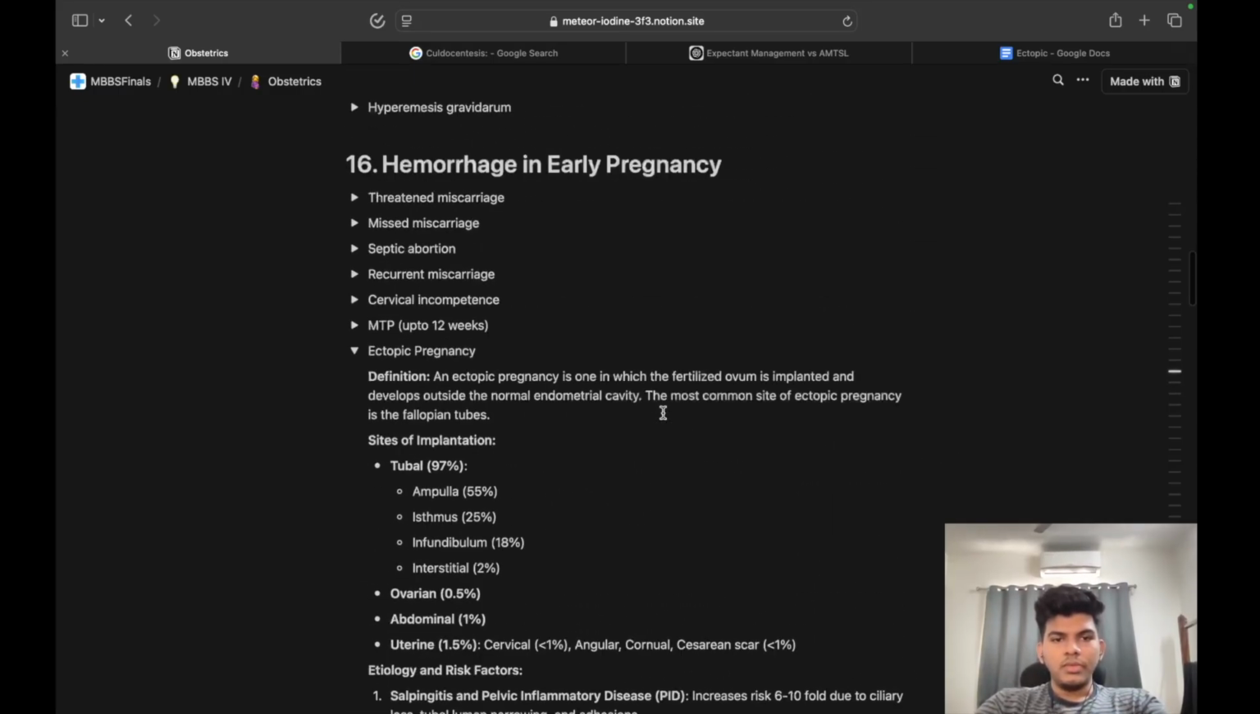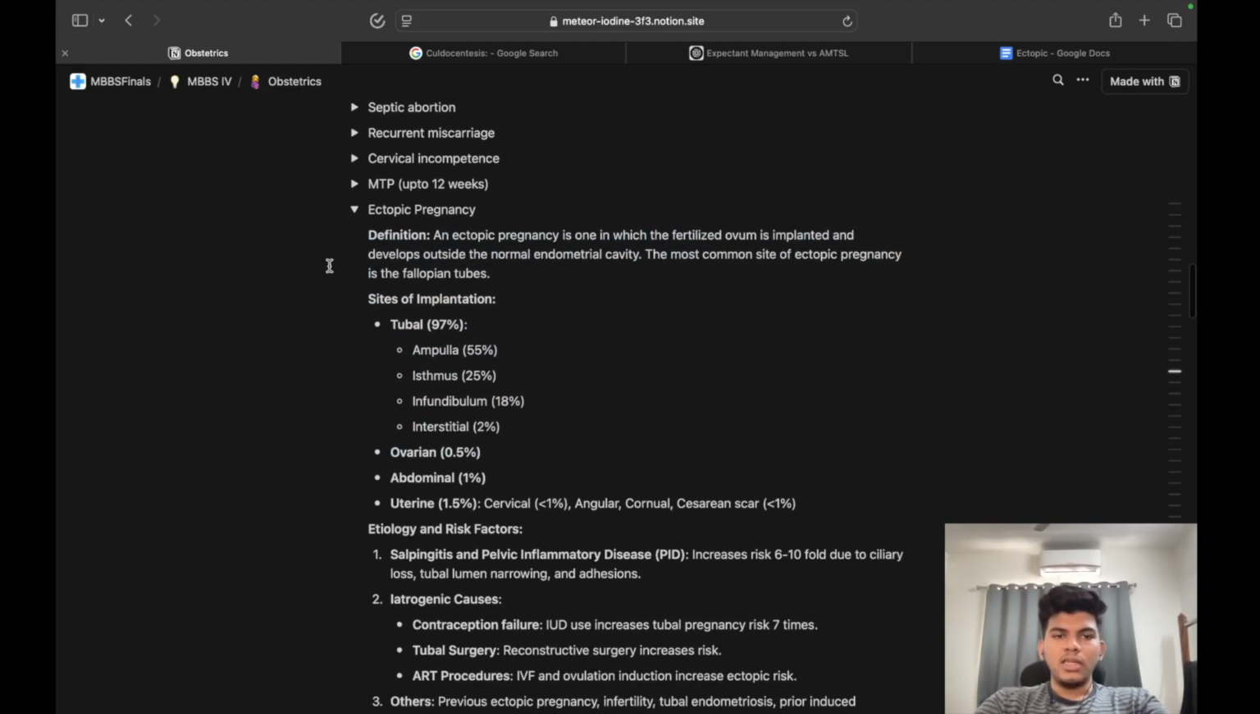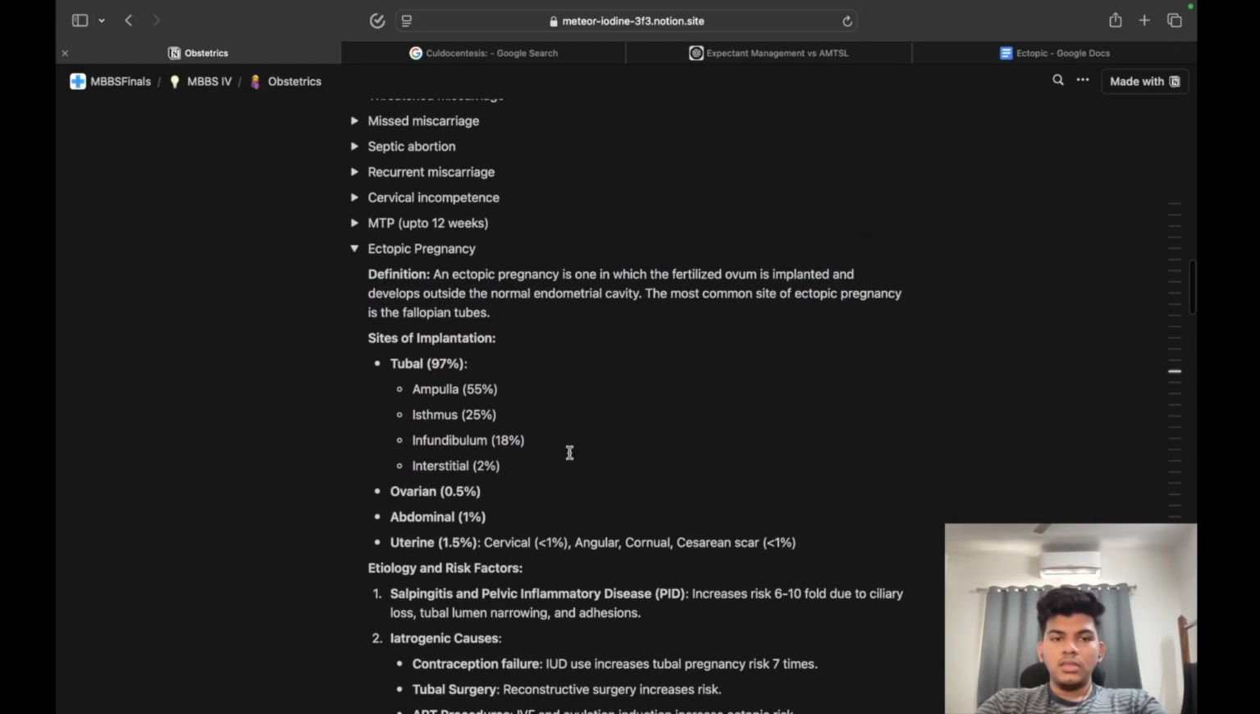So this was an overview. You definitely need to expand more on it because it can come as a 10 marker, but still it is good enough notes for key points.